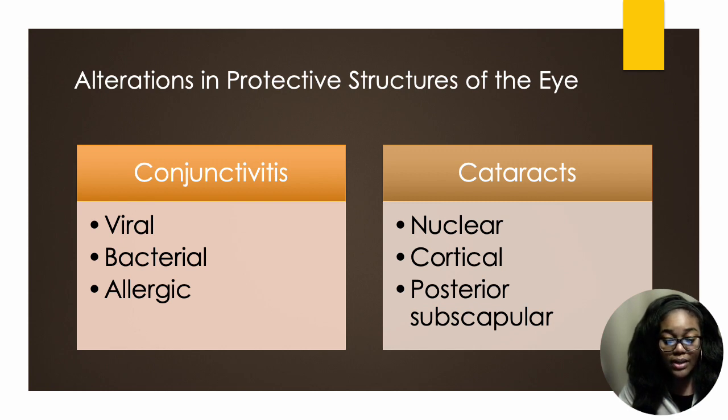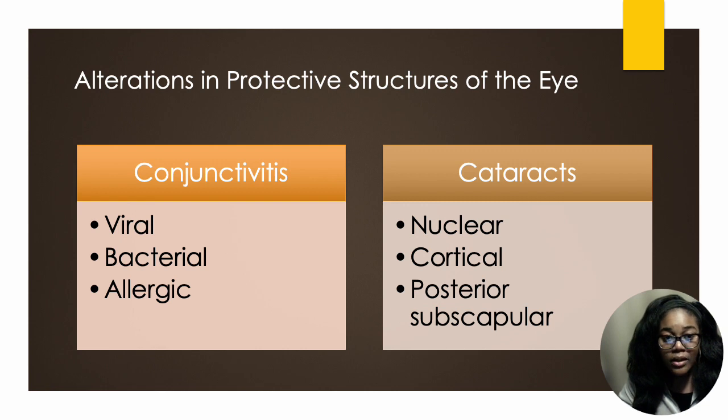So make sure you understand the differences between the three types of conjunctivitis. You have different types of cataracts, and the most common type is called nuclear sclerotic, which normally forms in the center of the nucleus of the lens, and of course it causes variations in your vision.